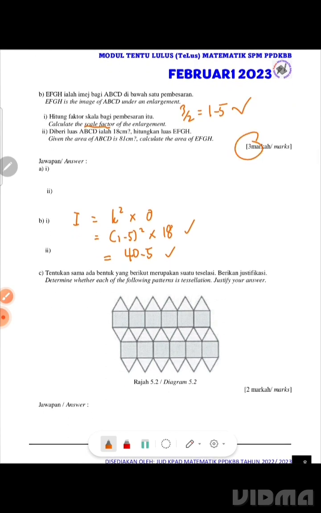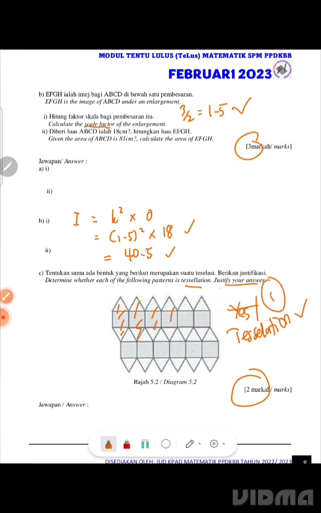Last question. Determine whether each of the following pattern is tessellation and justify your answer. Have a close look at this diagram, and if you can see, the shape is repeated, right? So shape the first one, then repeat again. So is this tessellation or no? So 2 mark. So your first answer is yes lah. Better to write tessellation lah.